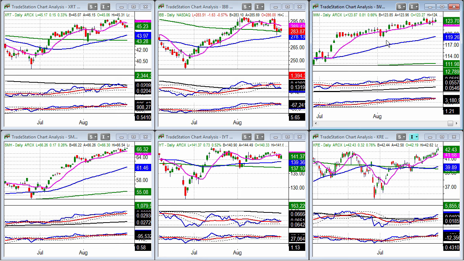Now I set up my Modern Family like this so I can get a quick view of how they all look relative to their triple play indicators. I'm going to zoom in on one at a time because I realize that in this video it might be hard to see. So let's first look at XRT.